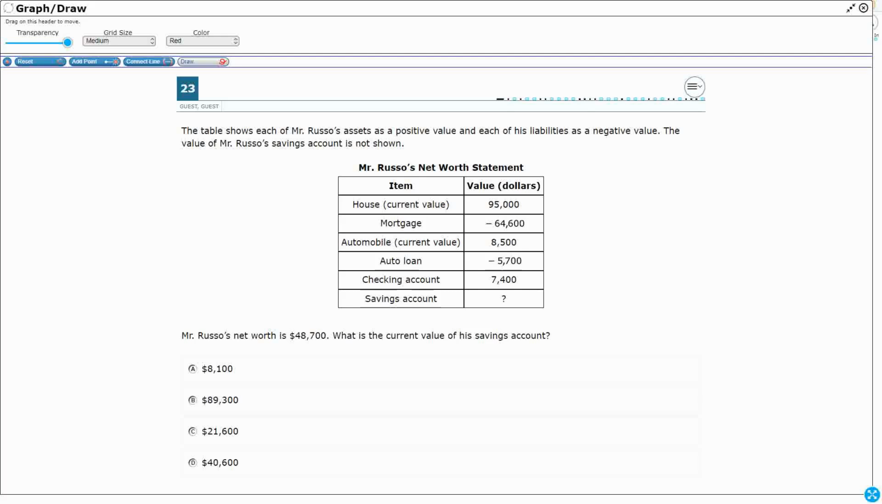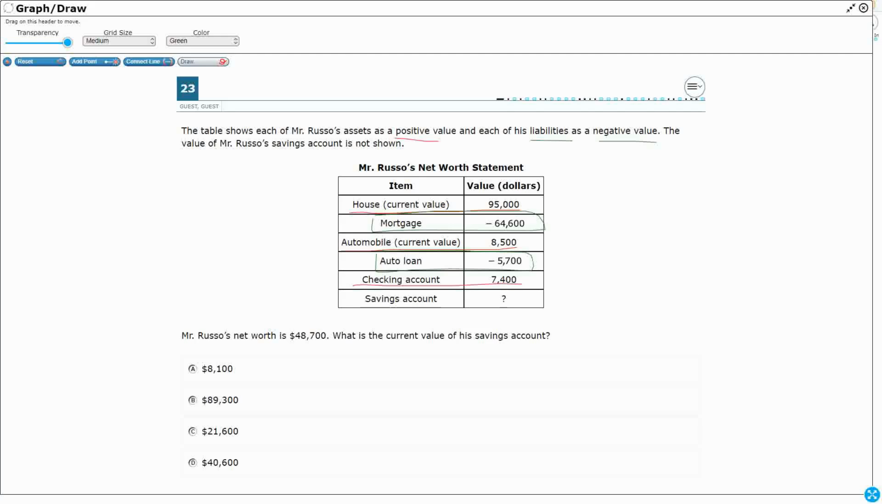All right, so we have a table here showing each of Mr. Russo's assets, right? These are items, and some have a positive value. So I'm looking at house has got a positive value, automobile's got a positive value, checking account's got some money in it. And then liabilities, I'll put those in green. Those have negative values. So he still owes 64,600 on his house. That's called a mortgage. And even though he's got the car, he still owes $5,700 on it.